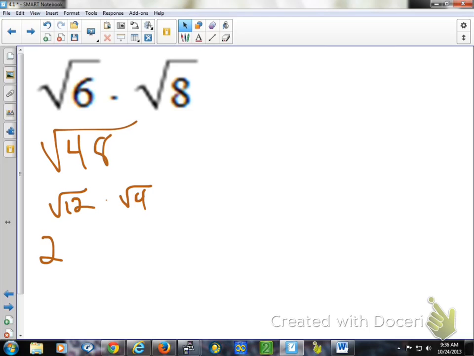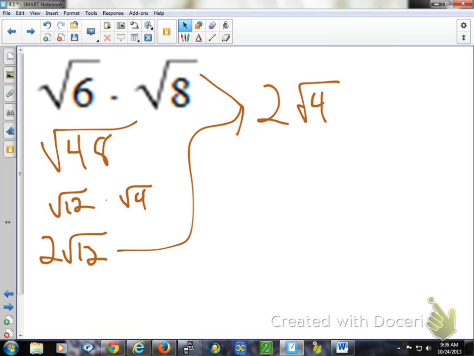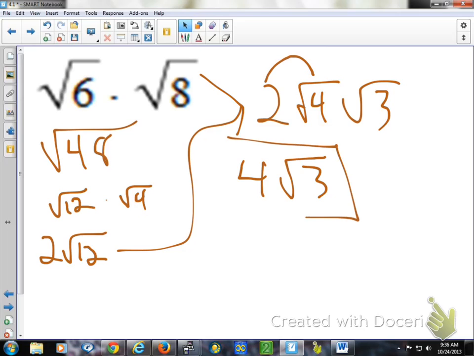2. Now, is 12 a composite or prime number? Well, it's a composite. Yeah, so we have to see if we can do it again. Can 12 break into a perfect square? 4 and 3. So that'd be 2 times, and what's the square root of 4? So 2 times 2 is 4 radical 3. And that is your finished product.